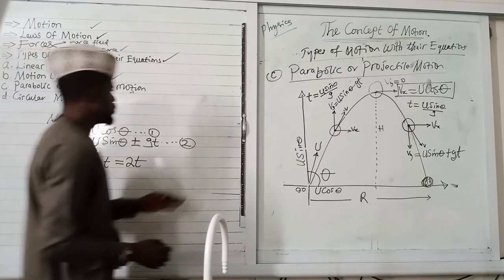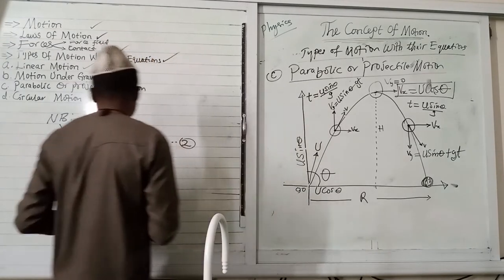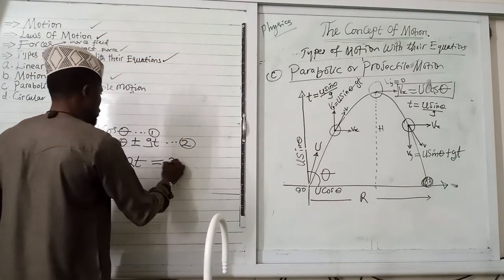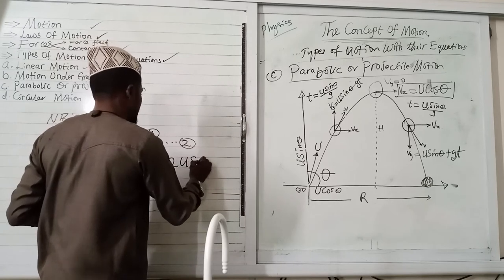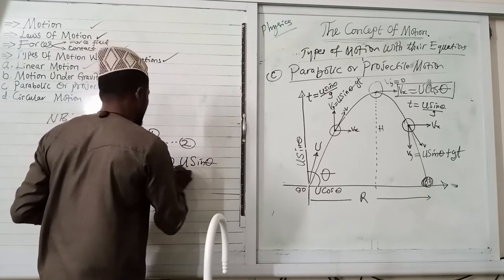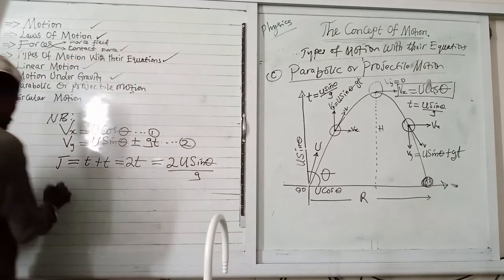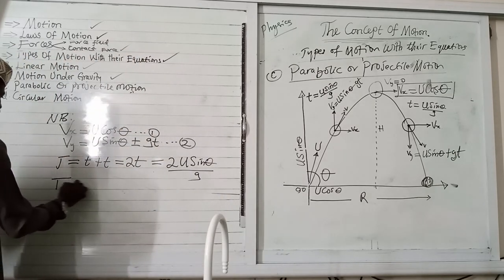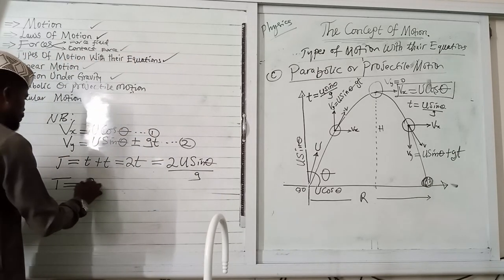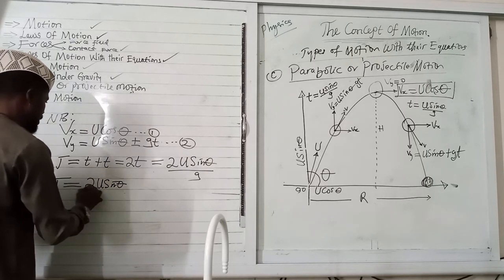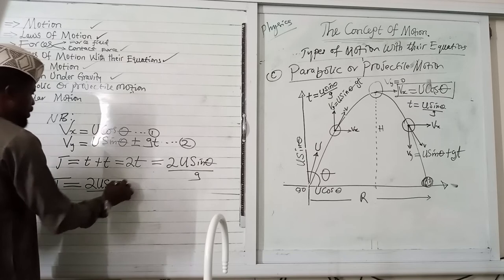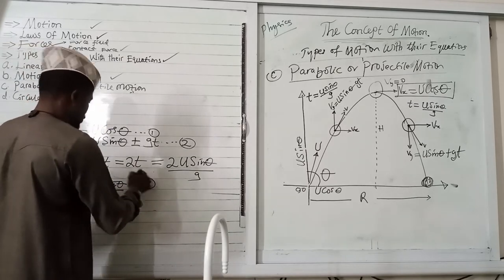So we pick one of the t's and we say that this is the same thing as 2 times u sine theta divided by g. So capital T is giving us 2u sine theta divided by g. We can call this equation number 3.